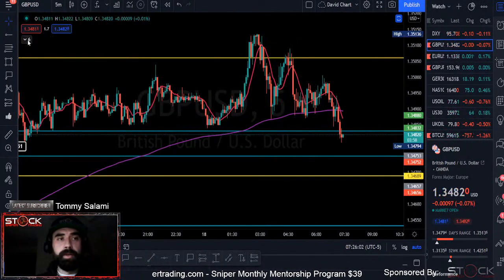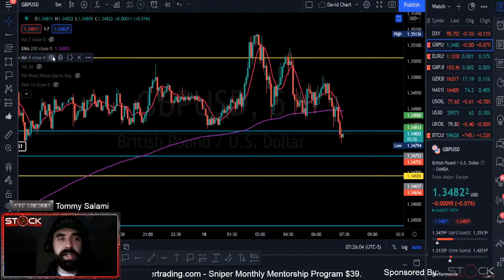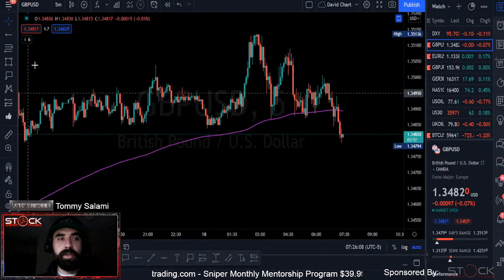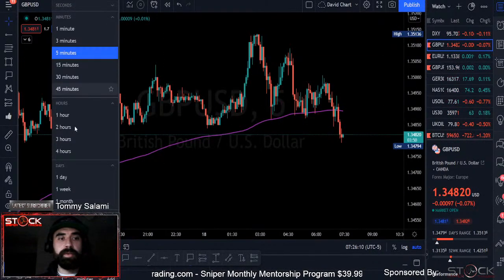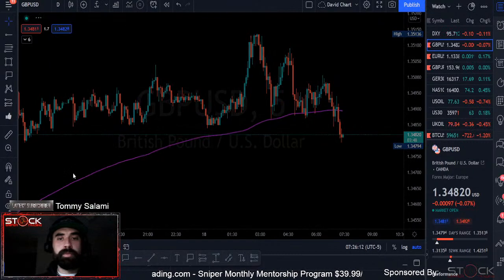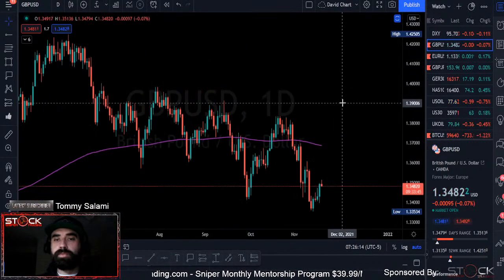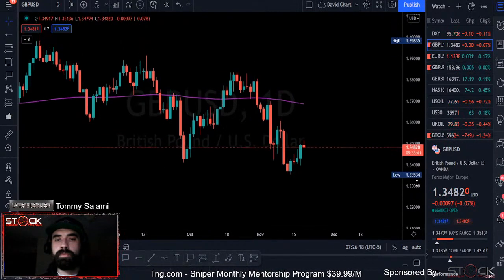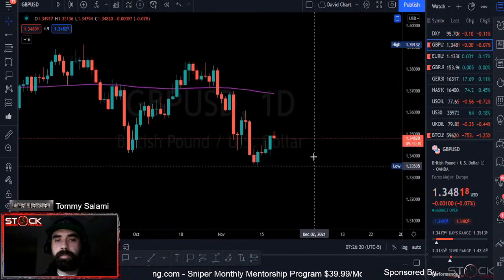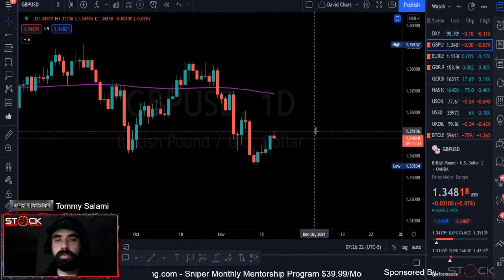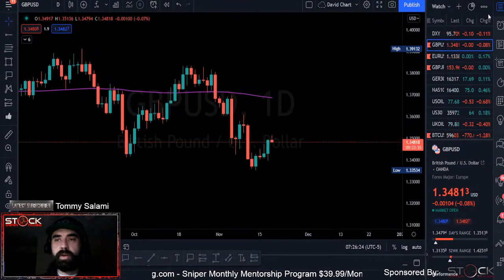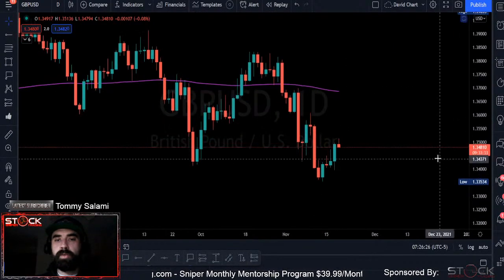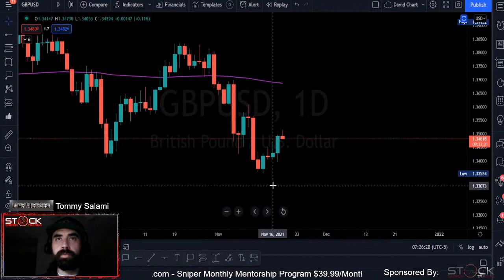So I'm going to erase the 9, I'm going to erase all of the charting, and we're going to go to the daily. So check out GBPUSD. I'm going to full screen it and get down to some charting.